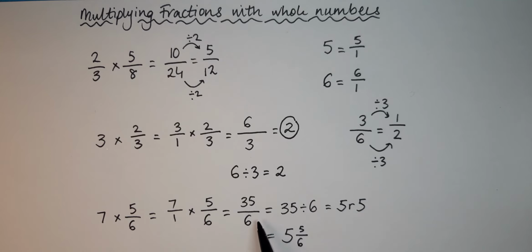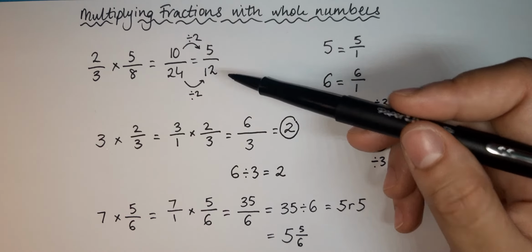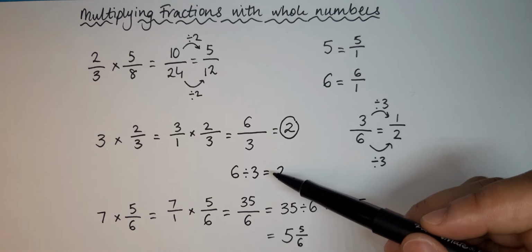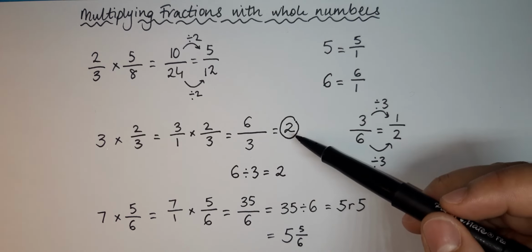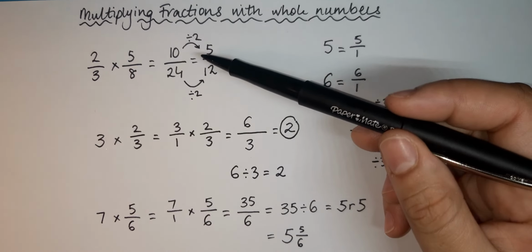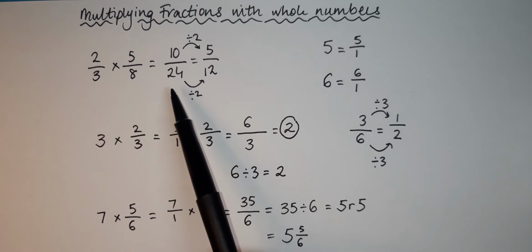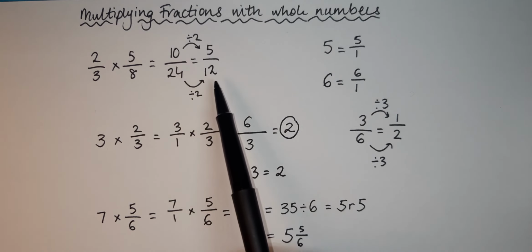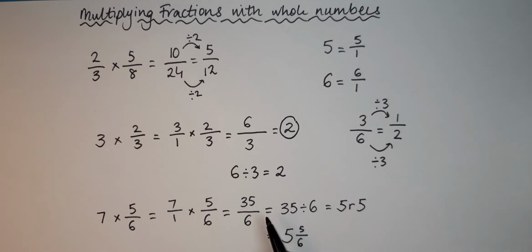So the only difference is here we've simplified, and we've rewritten it to get 2. Here we've changed it into a mixed number. So whichever stage, the last stage you come to, if it needs to be simplified, you simplify. If it needs to be turned into a mixed number, you change it into a mixed number.